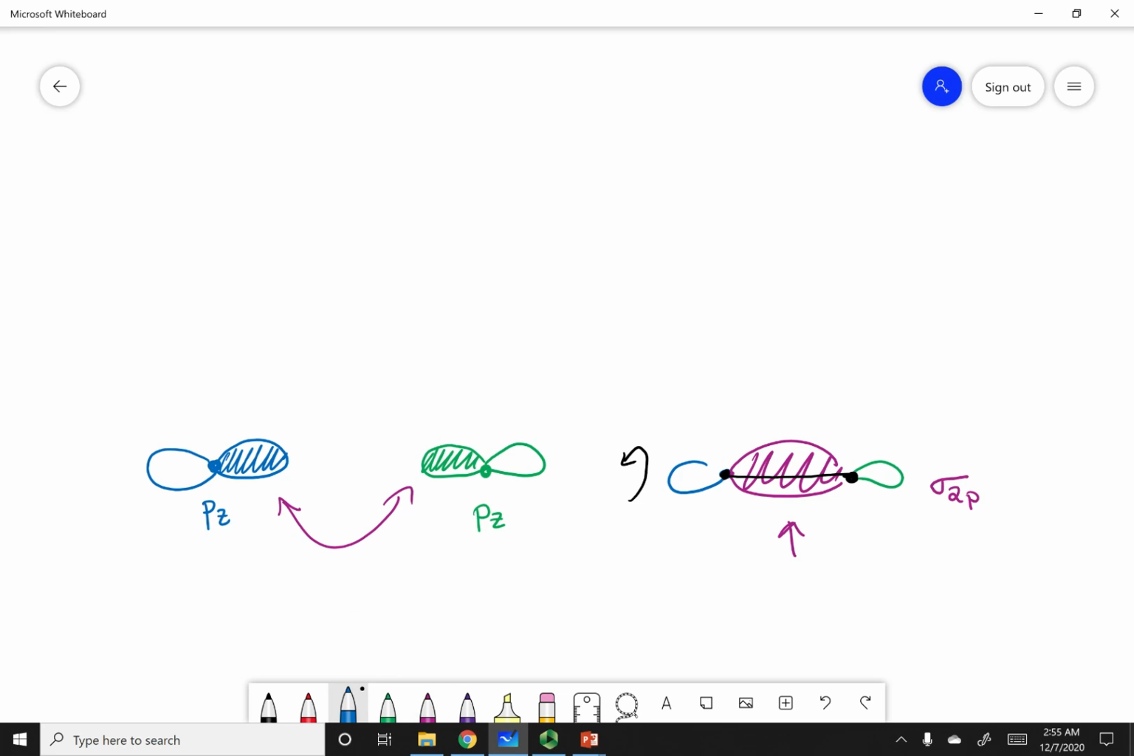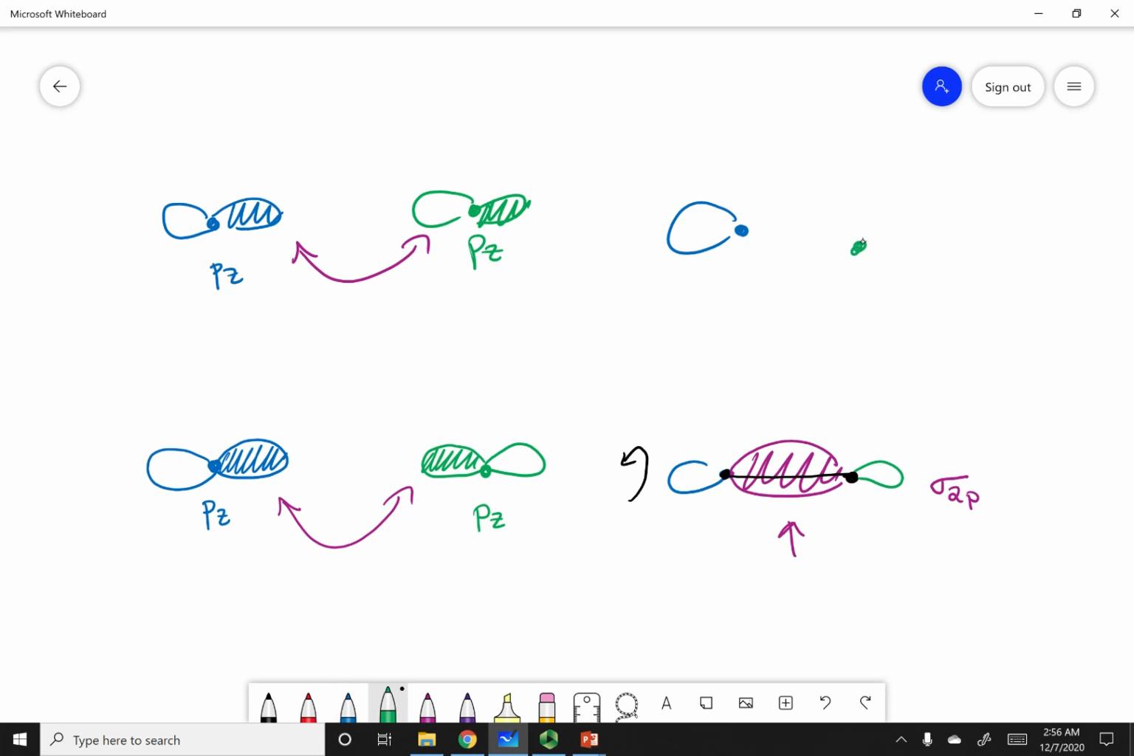Now there's another way that I could have combined this. I could have taken the pz orbital off of one atom and combined it with the pz orbital of the other atom, but combined them out of phase, meaning I'm combining the shaded with an unshaded. This is going to cause destructive interference. When I put these two orbitals together, the destructive interference is going to cancel out any probability of finding the electron between the two nuclei. So this picture up here is going to be an anti-bonding orbital. Now I can look at the symmetry of this orbital.